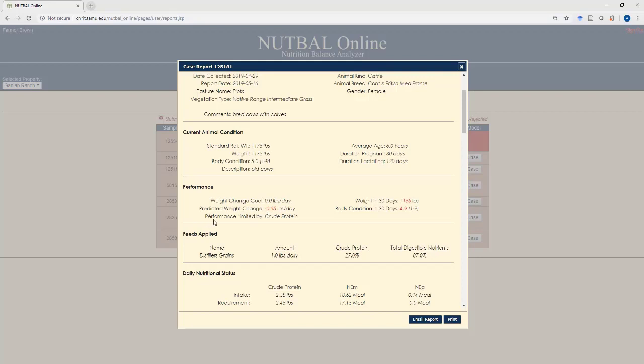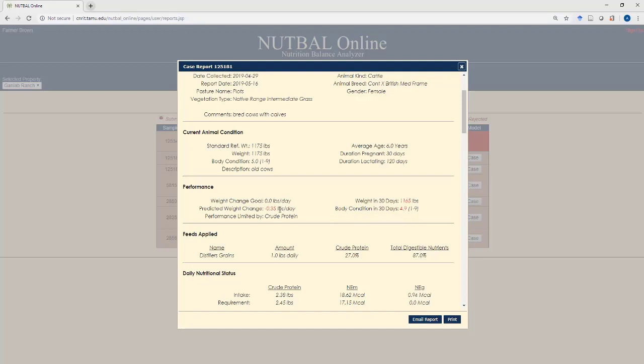And then the next line identifies the nutrient limiting animal performance. So this would be interpreted as there's a deficiency in crude protein in their diet, and that's causing these animals to lose weight. And then NUTBAL just carries it out over 30 days, so what you would expect your animal to weigh after 30 days of losing the predicted weight change, and the body condition score after losing that weight.